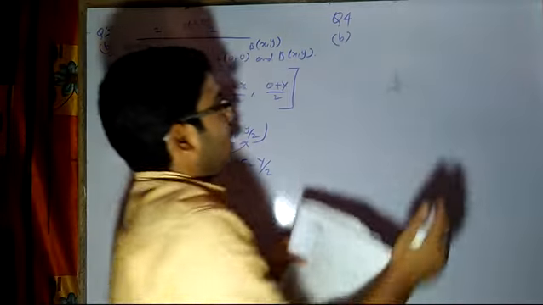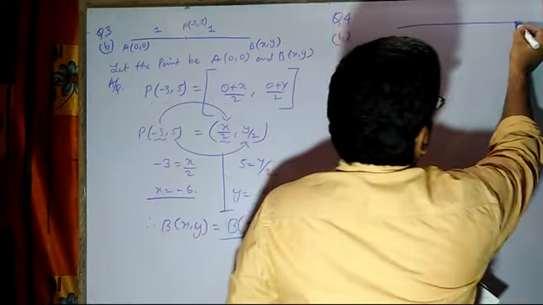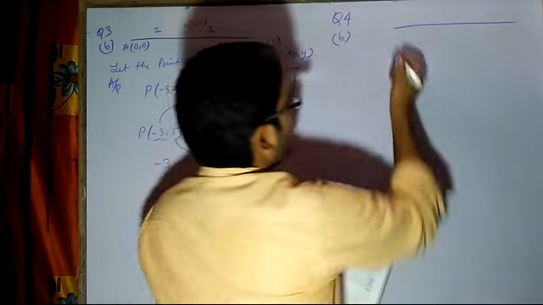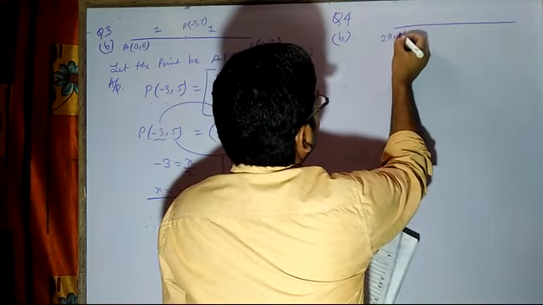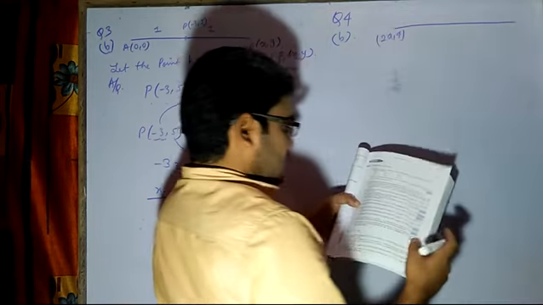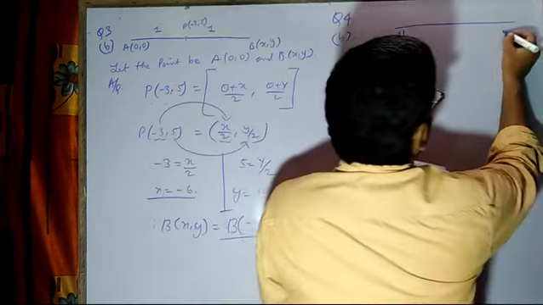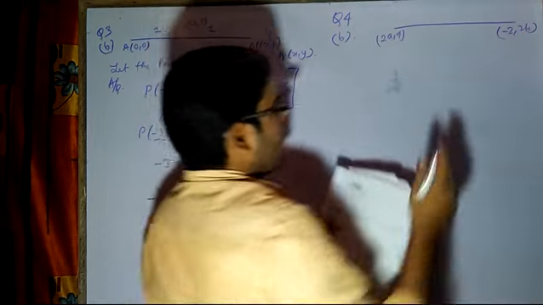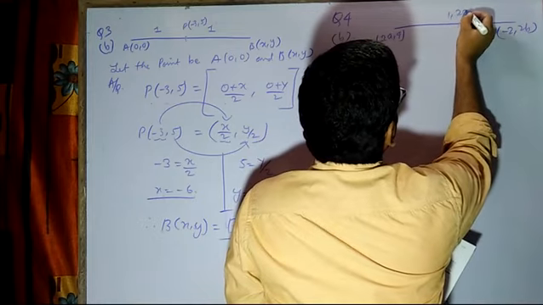So the midpoint of the line segment. One line segment is there. The values are given as (2a, 4) and the other value is (-2, 2b). The middle point is given (1, 2a plus 1).